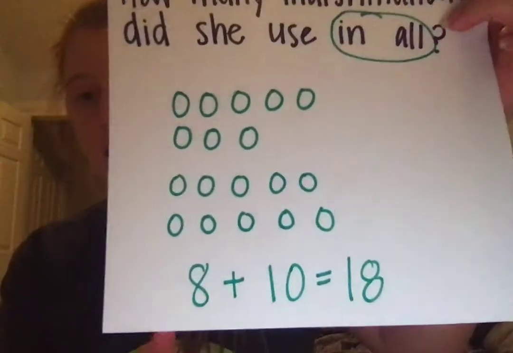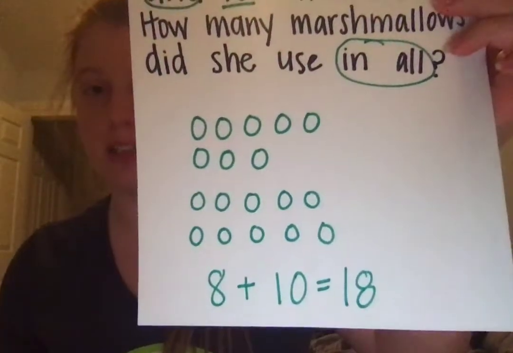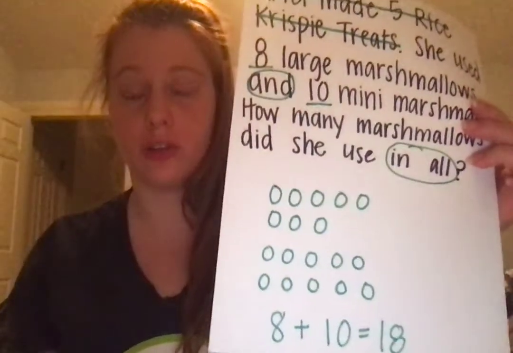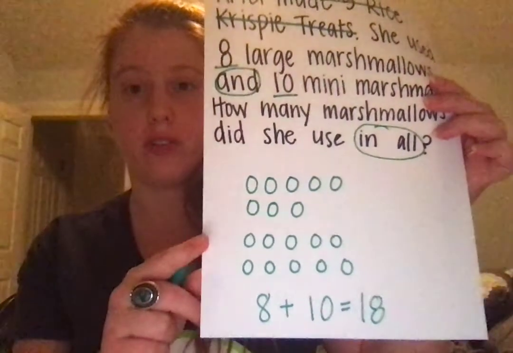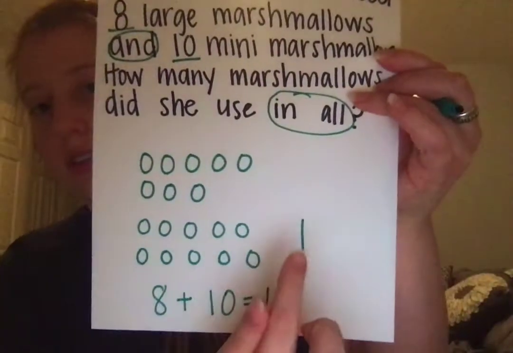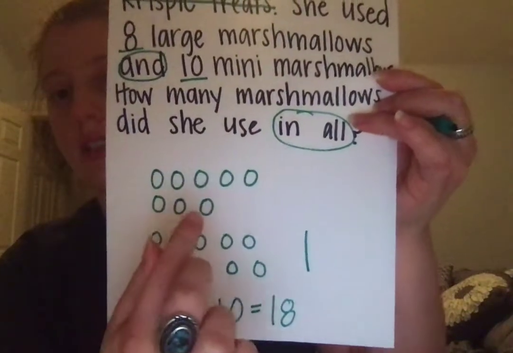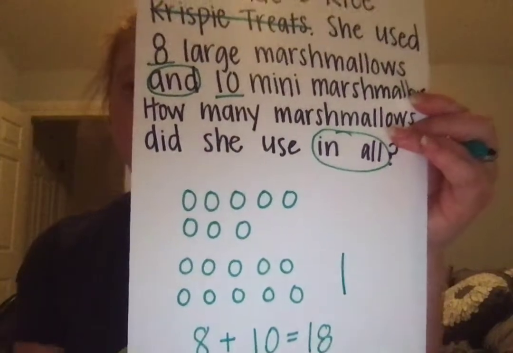So I got my answer to be 18, and my equation looks like this. 8 plus 10 equals 18. Another way you could have done this, Miss Ginny taught us how to use shorthand to write numbers, right? So another way you could have written 10 was you could have just done that bar, and then you could have gone 10, 11, 12, 13, 14, 15, 16, 17, 18. So there are two ways that you could have drawn your picture.